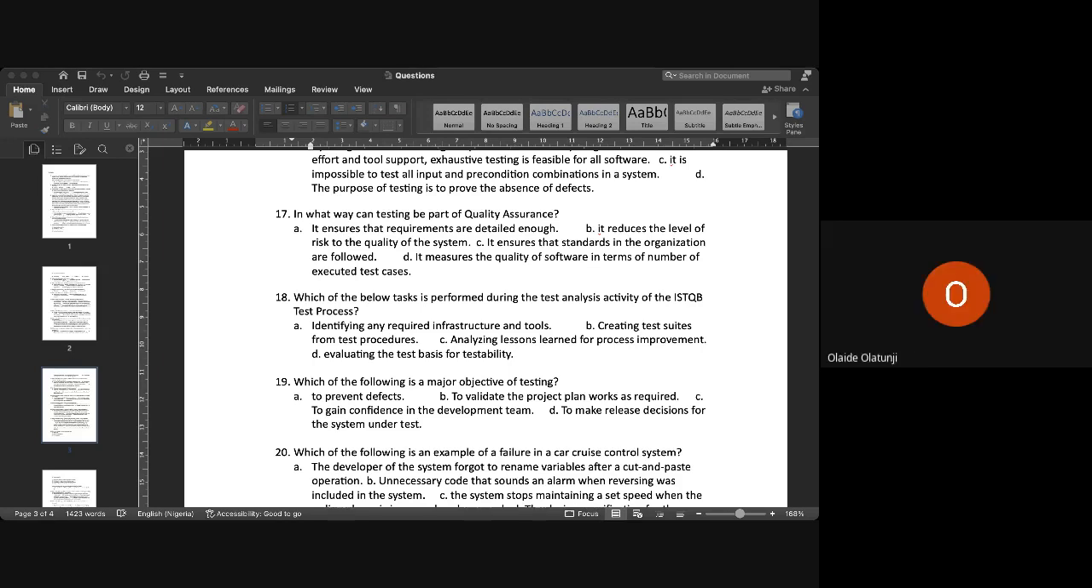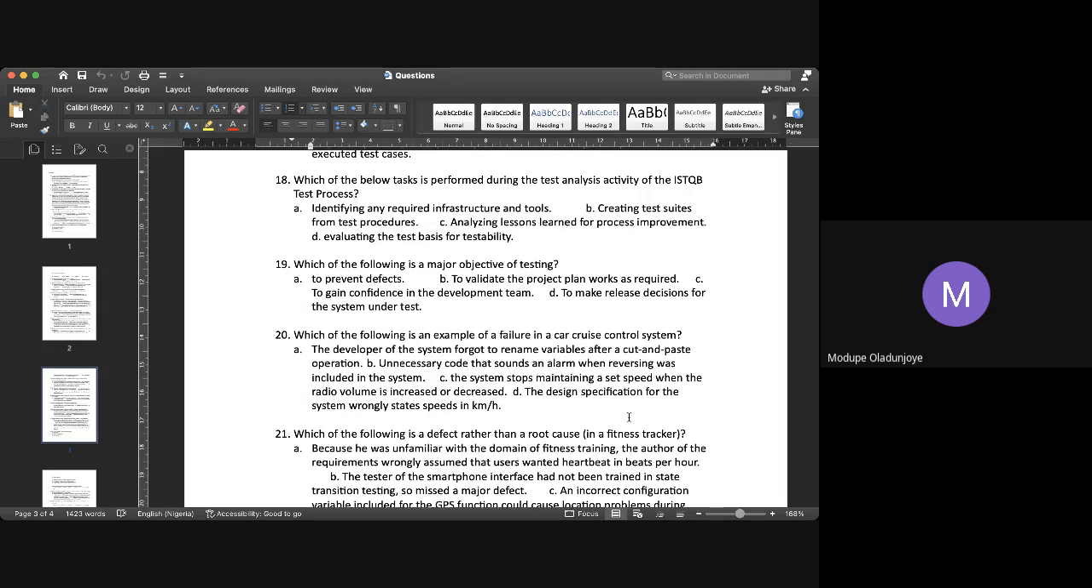I chose C because I did not finish it. I don't want to gain confidence in the development team. I chose C here and I'm wrong. It's to prevent defects. I thought what I saw was to gain confidence in the application. I need to calm down and read it.